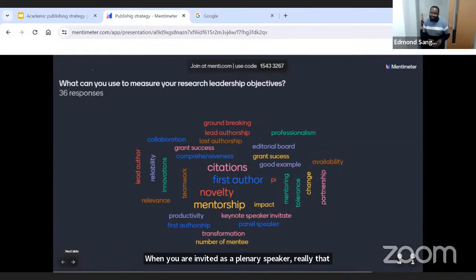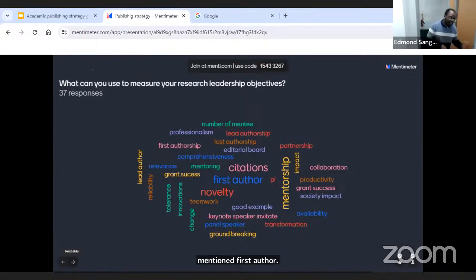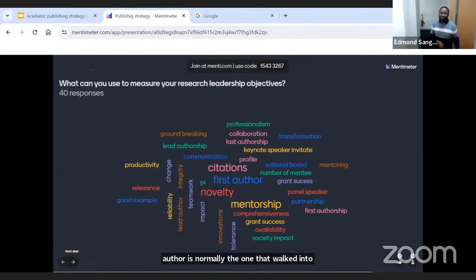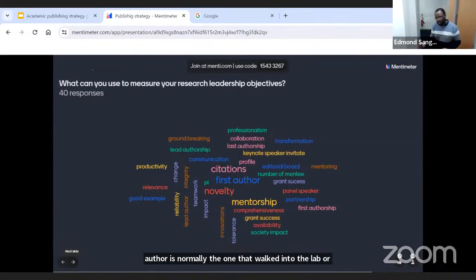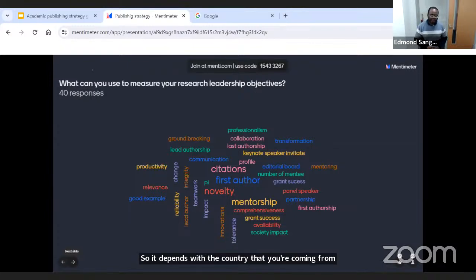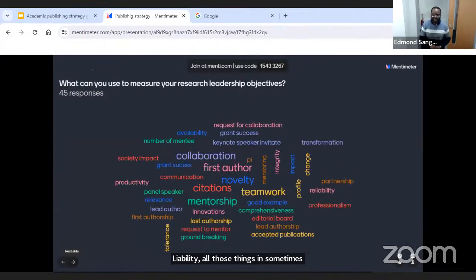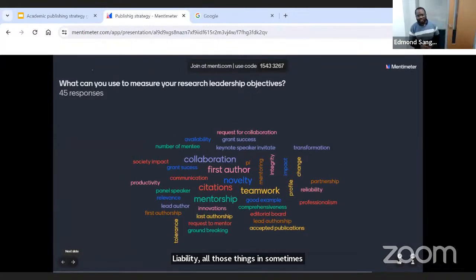Notice some people mentioned first author. Again, that depends on the field. In some fields, first author is normally the one that walked into the lab or who did the actual experiments. And the last author is the one who funded the research, which means they are the leader of the group. So it depends on the country that you're coming from. Reliability, all those things, then sometimes keynote speaker invitations, they are all talking about research leadership.